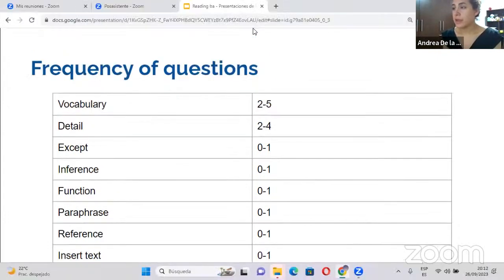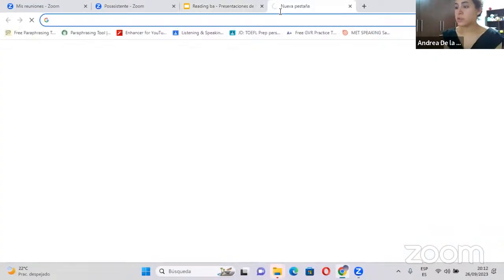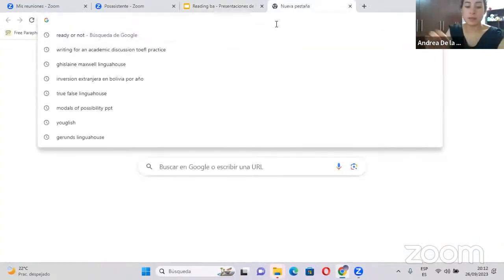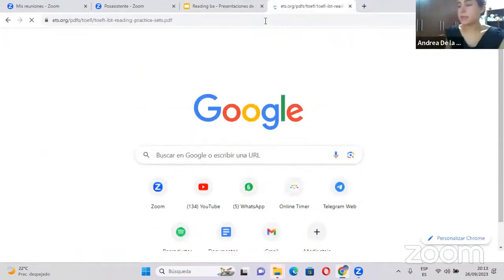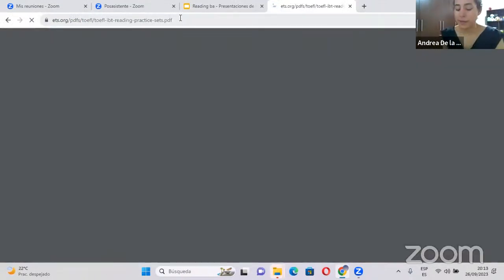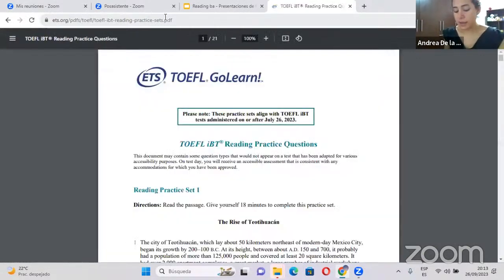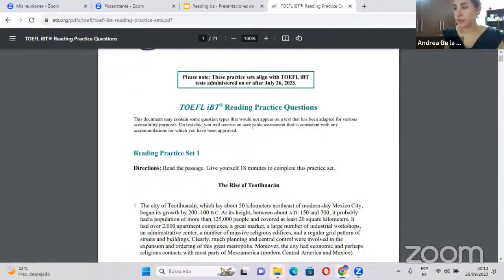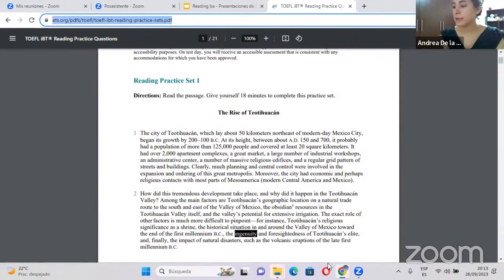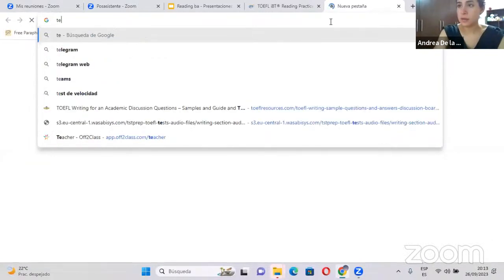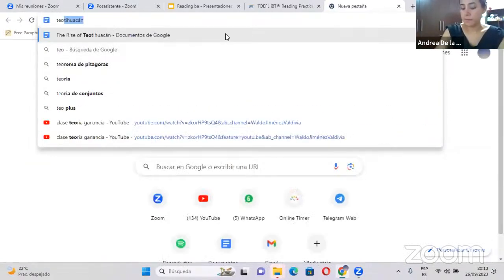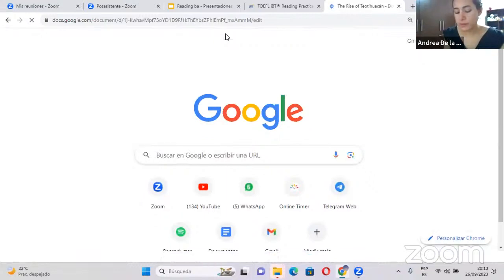Okay, guys? Now, in order to work on these questions, we're going to first be working on this reading set, which is officially published by the ETS, the company that makes the TOEFL test. And we'll basically be using this one here. I'm sending you a PDF, but I'm also going to send you a document with the reading text, so that you can read at your own pace.